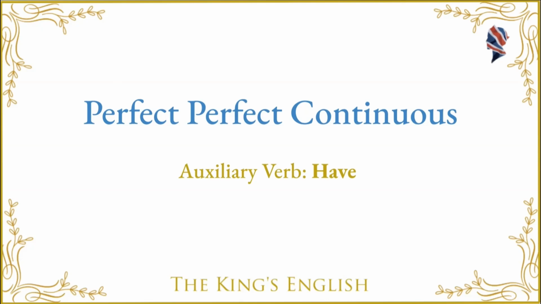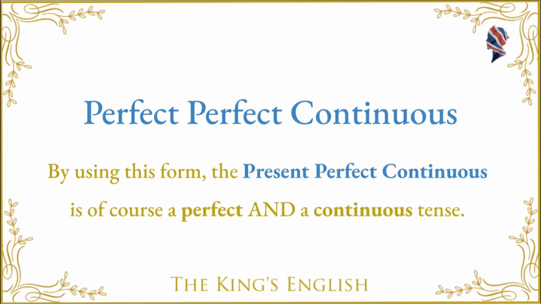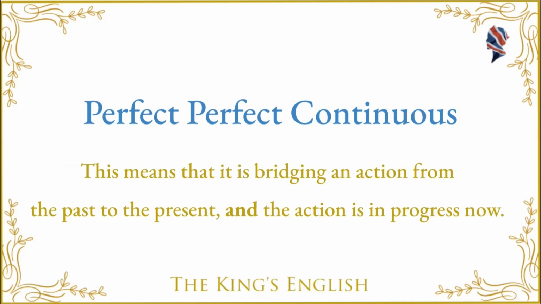Auxiliary verb have plus past participle of be, which is been, plus verb plus ing. By using this form, the present perfect continuous is of course a perfect and a continuous tense. This means that it is bridging an action from the past to the present, and the action is in progress now.